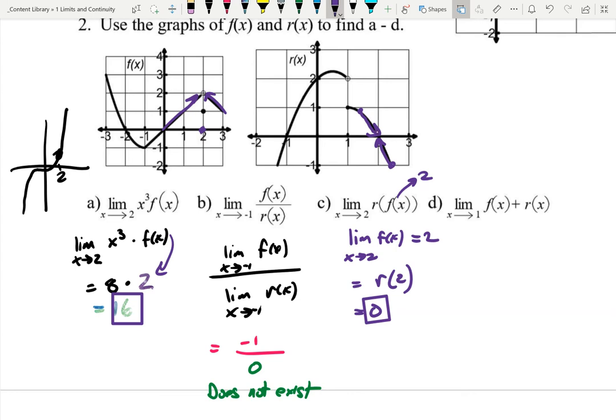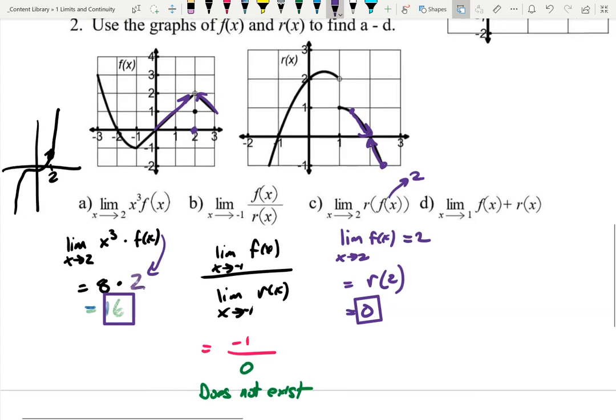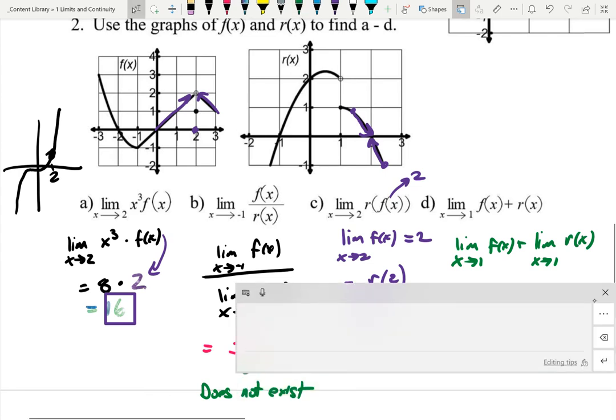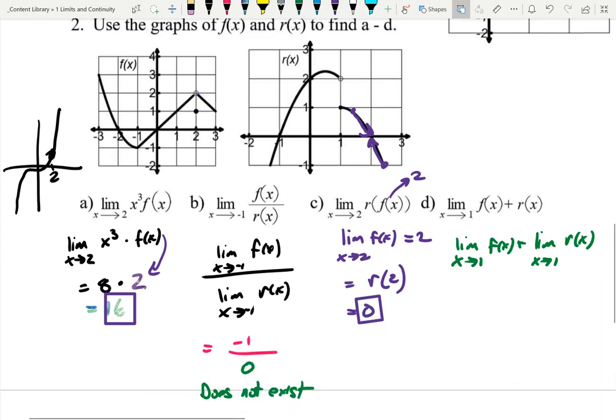All right, and then the last one. If you take the limit of a sum, that's just the sum of the limits. So this is going to be exactly equal to the limit as x approaches 1 of f of x plus the limit as x approaches 1 of r of x. Let's look at the graph of f as x approaches 1. Here's 1 on the x-axis. I go to the left and head towards 1 on the graph. I go to the right and head towards 1. I'm definitely approaching a height of 1.